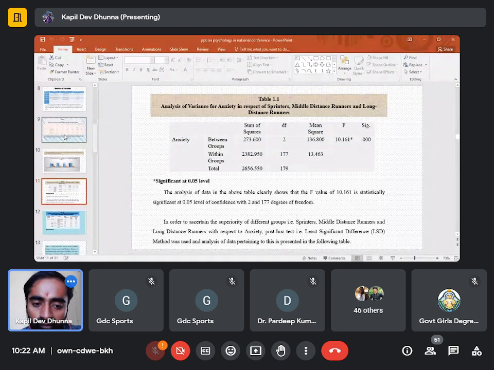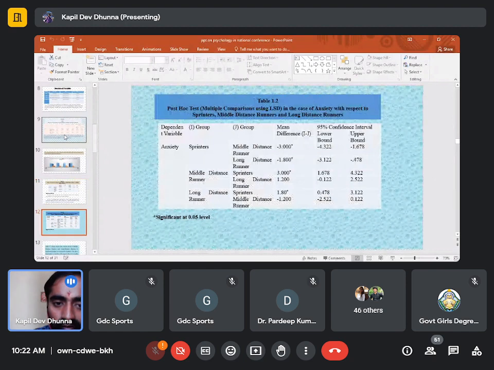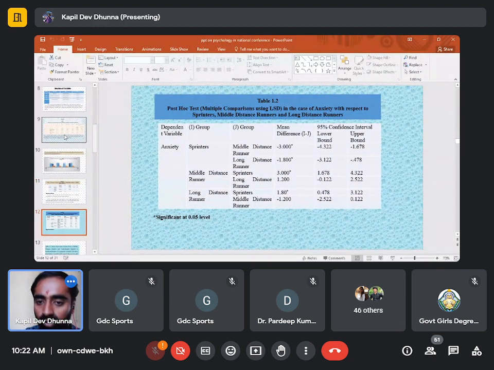So that's why we applied post hoc test. This is our post hoc test, LSD. LSD post hoc test means least significant difference. You can see the mean difference among all the groups.